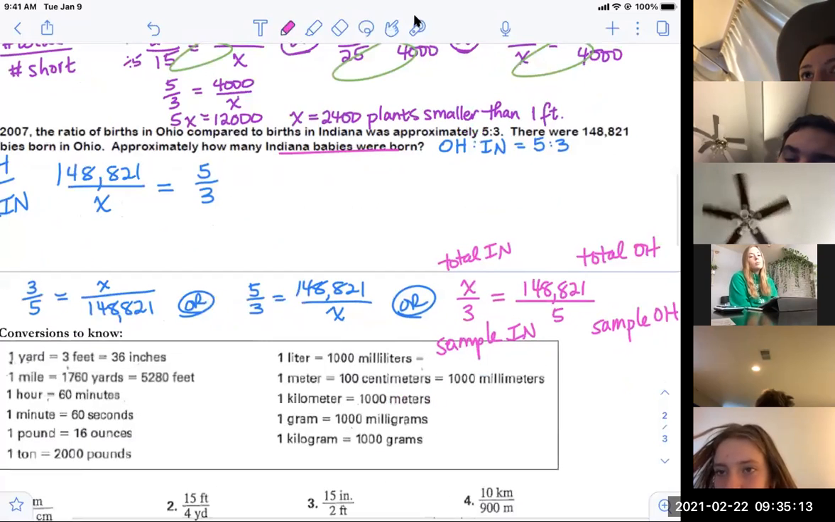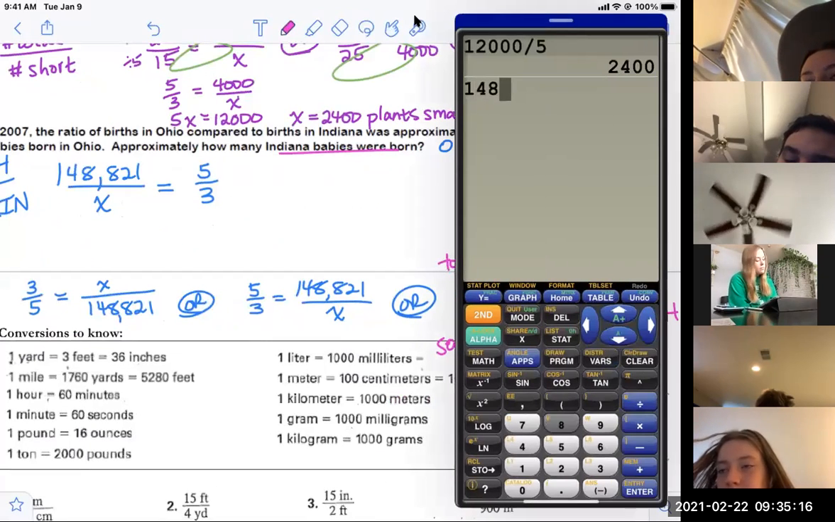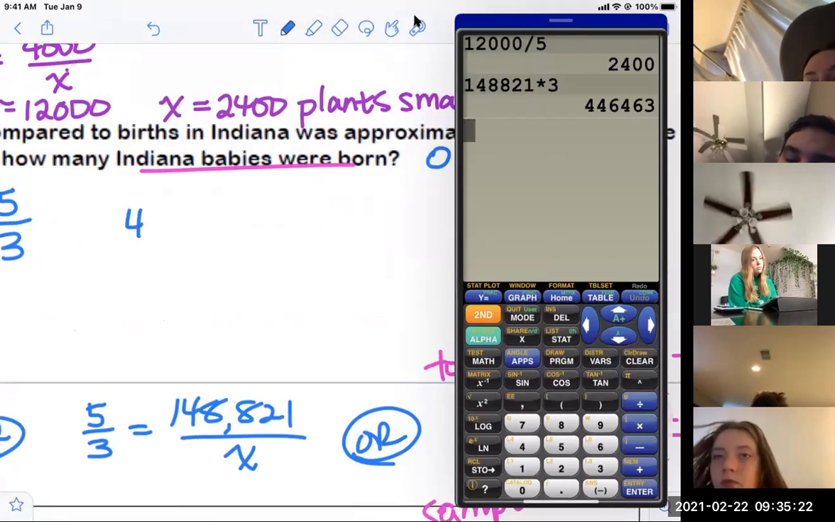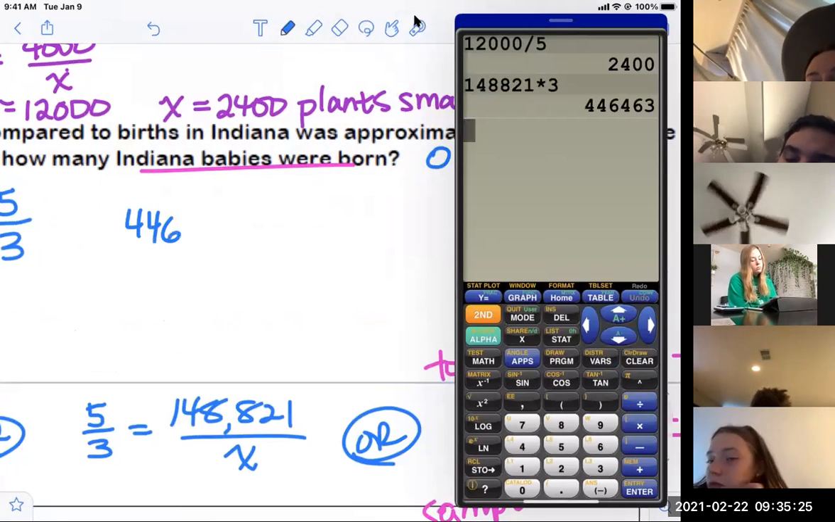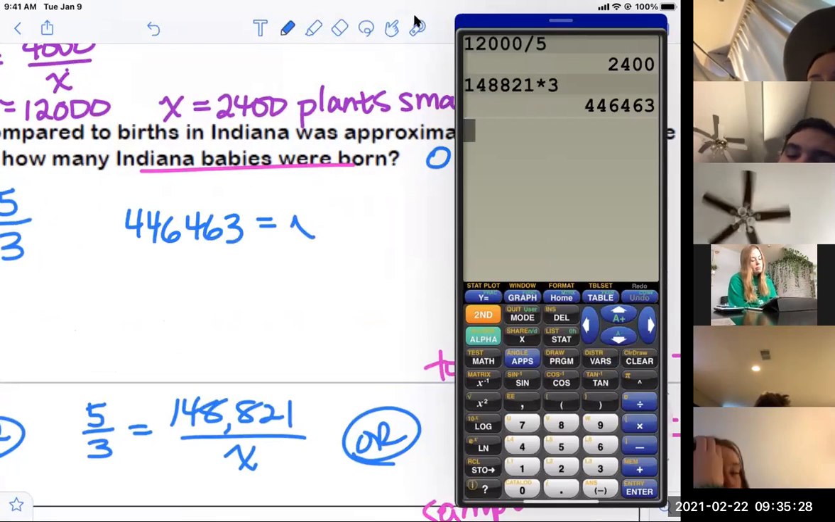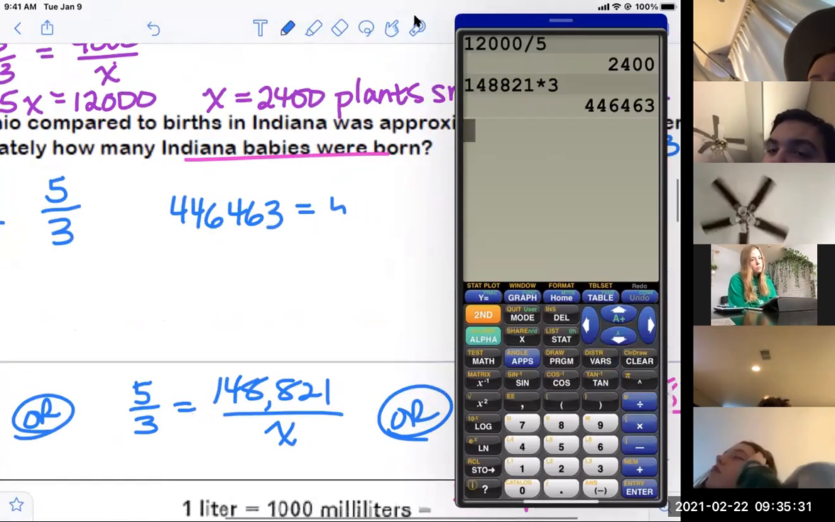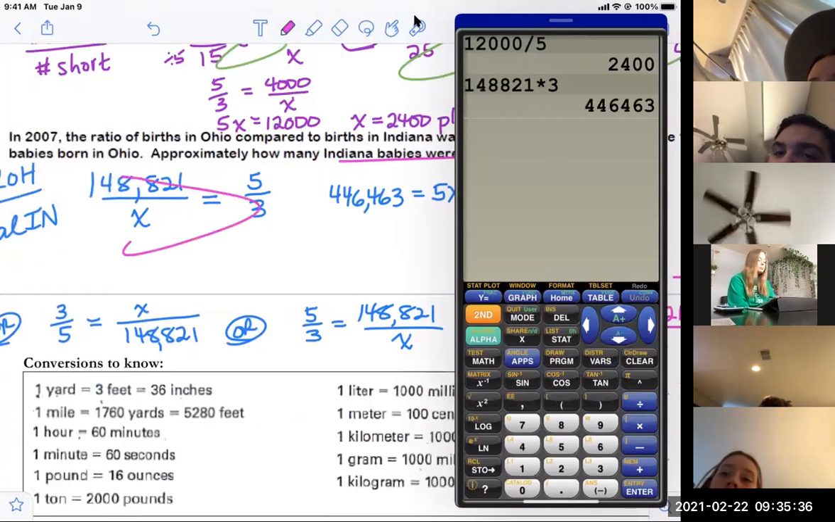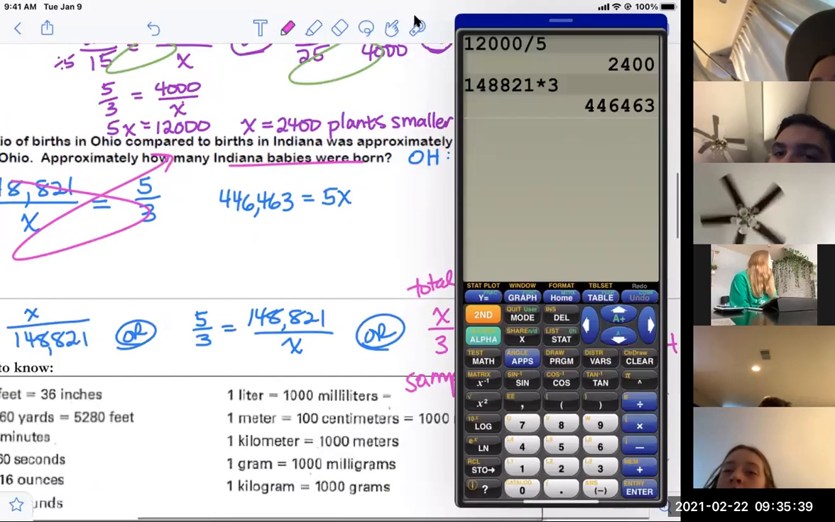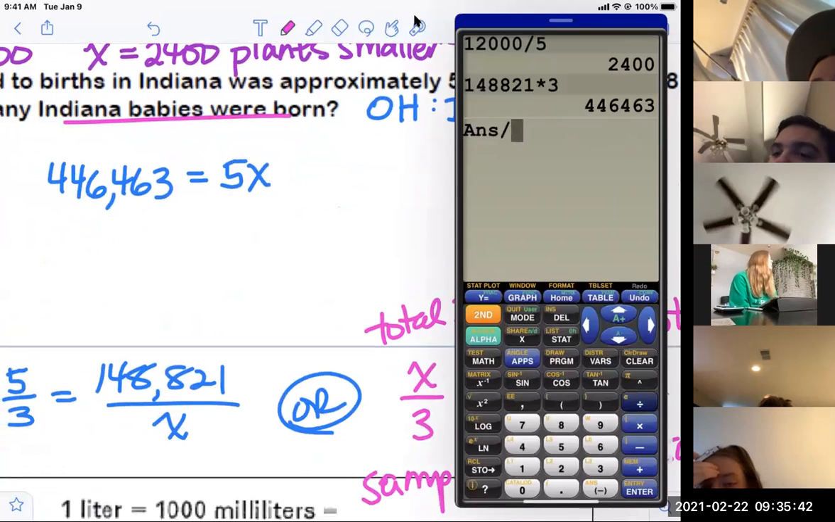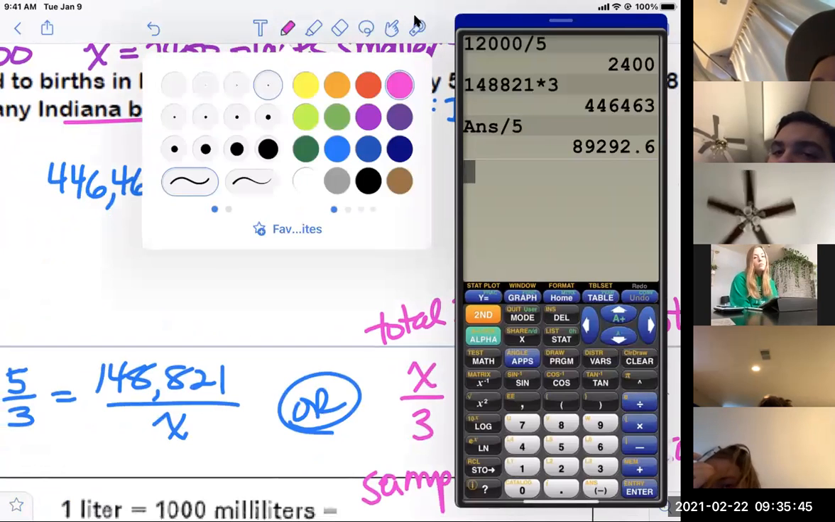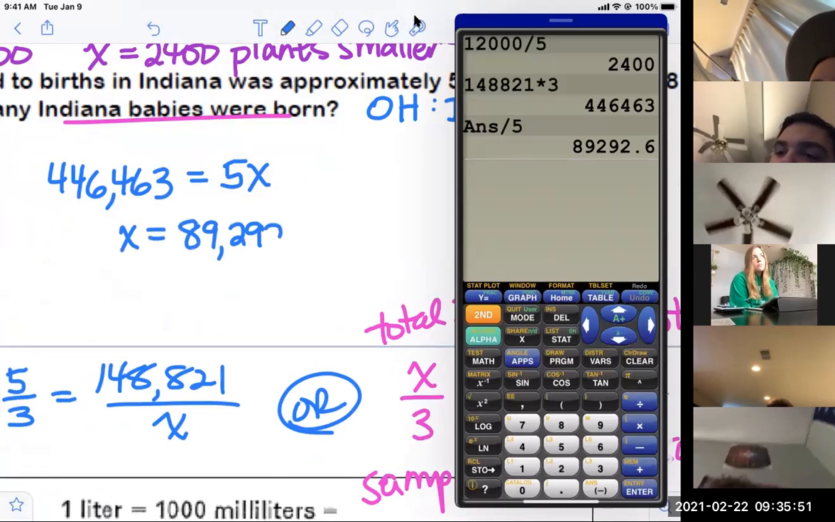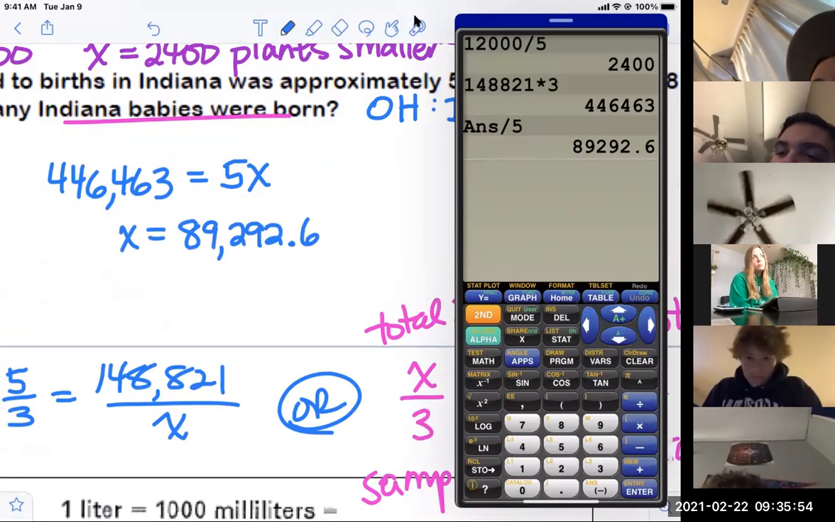Okay, so 3 times 148,821 is 446,463 equals 5x. So again, I'm cross multiplying here. So I'm doing 5 times x equals the product of the other corners there. When you divide that by 5, it divides to exactly 89,292.6. Okay, what's the label?